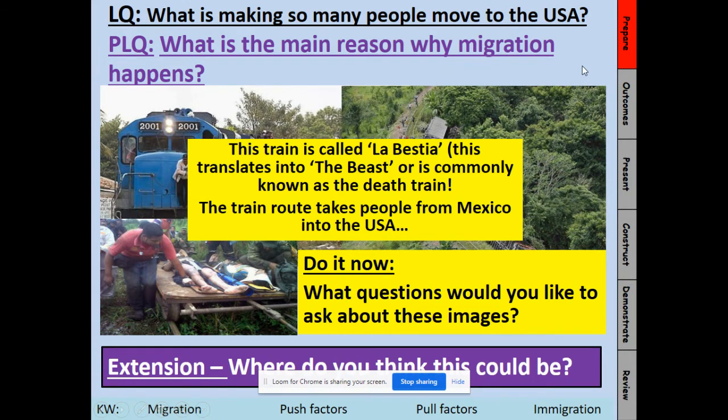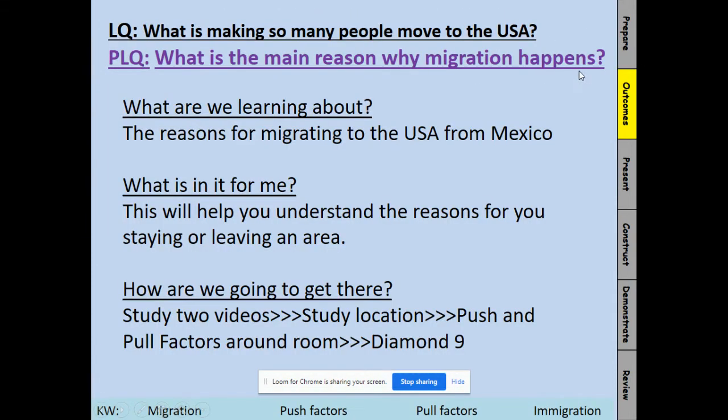It's translated as the beast. It's known as the death train. It takes people from Mexico into the USA. We'll look at a video on that in a minute. So the title: what is making so many people move to the USA? And the purple learning question: what is the main reason why migration happens? We'll look at the reasons for people migrating.